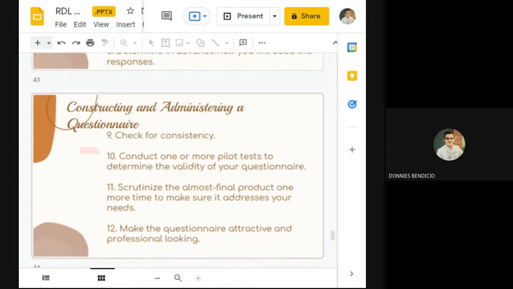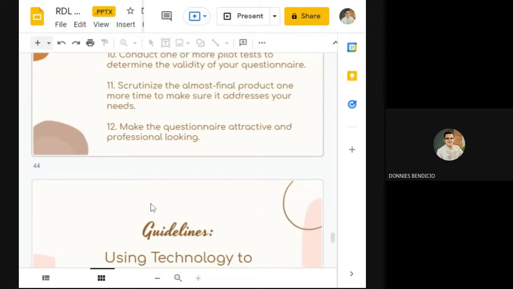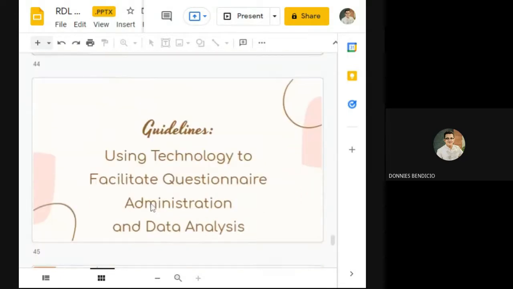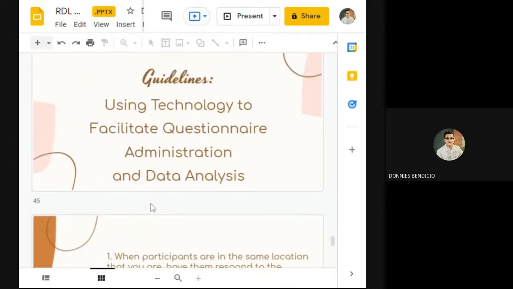Okay, we also have to check for consistency, conduct one or more pilot tests to determine the validity of your questionnaire, scrutinize the almost final product one more time to make sure it addresses your needs. You also have to make the questionnaire attractive and professional looking.